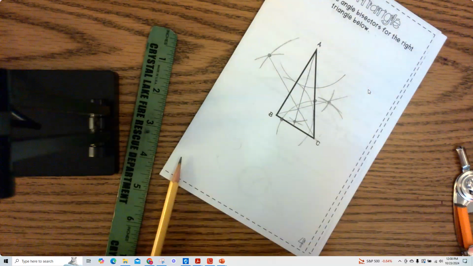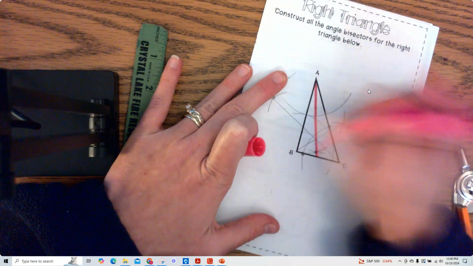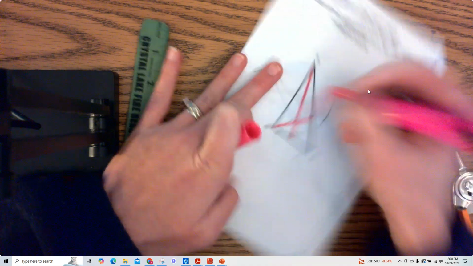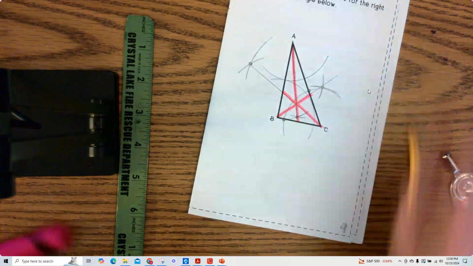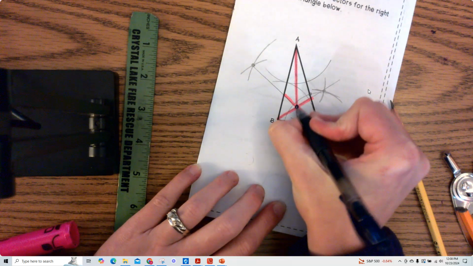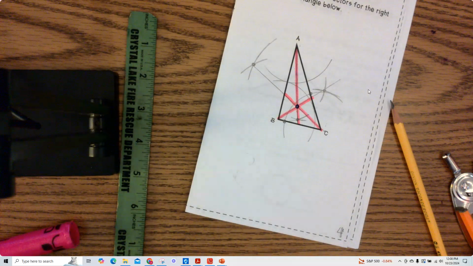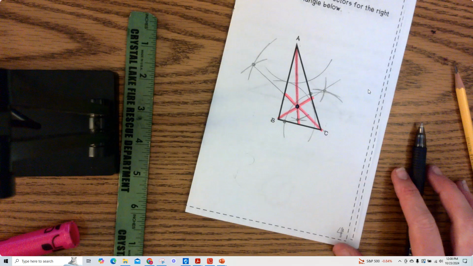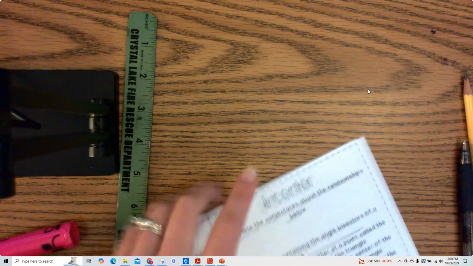So even though I drew long lines, I just need the pieces that are inside the triangle. Our incenter is where they cross, and that incenter is inside the triangle again. Okay, last one, obtuse.